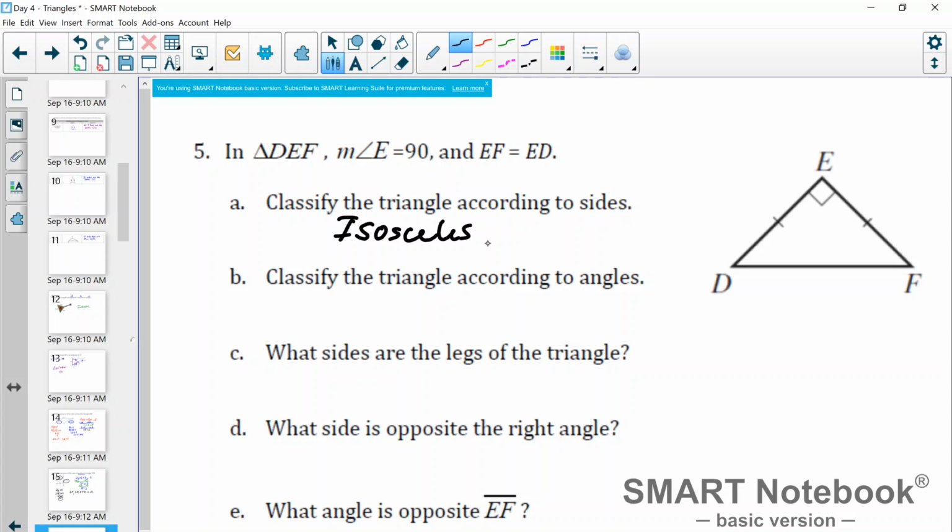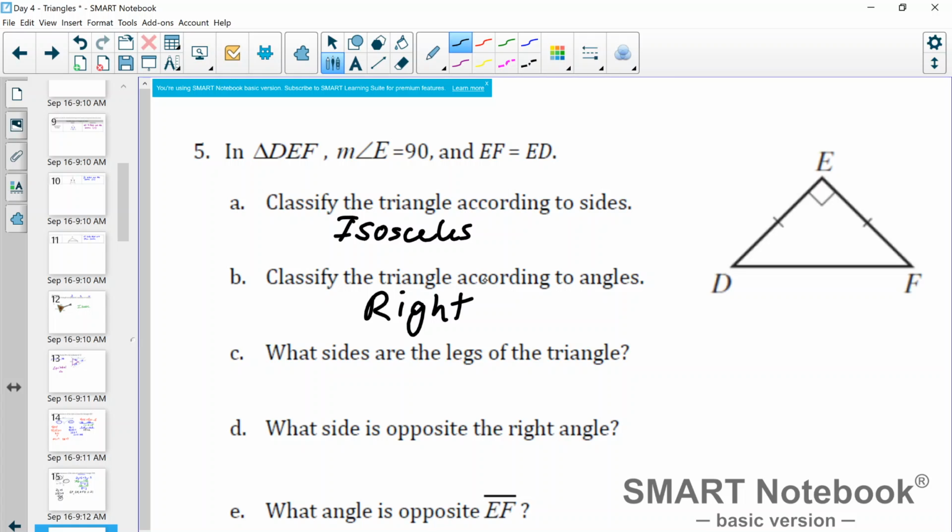According to the angles, again, I have to look at what kind of angles. Am I dealing with an acute triangle where all 3 angles are under 90 degrees? Do I have a right triangle with a 90 degree angle? Do I have an obtuse triangle? Here we see we have the right angle in there, so therefore it is a right triangle. What are the sides of the triangle? What sides are the legs?